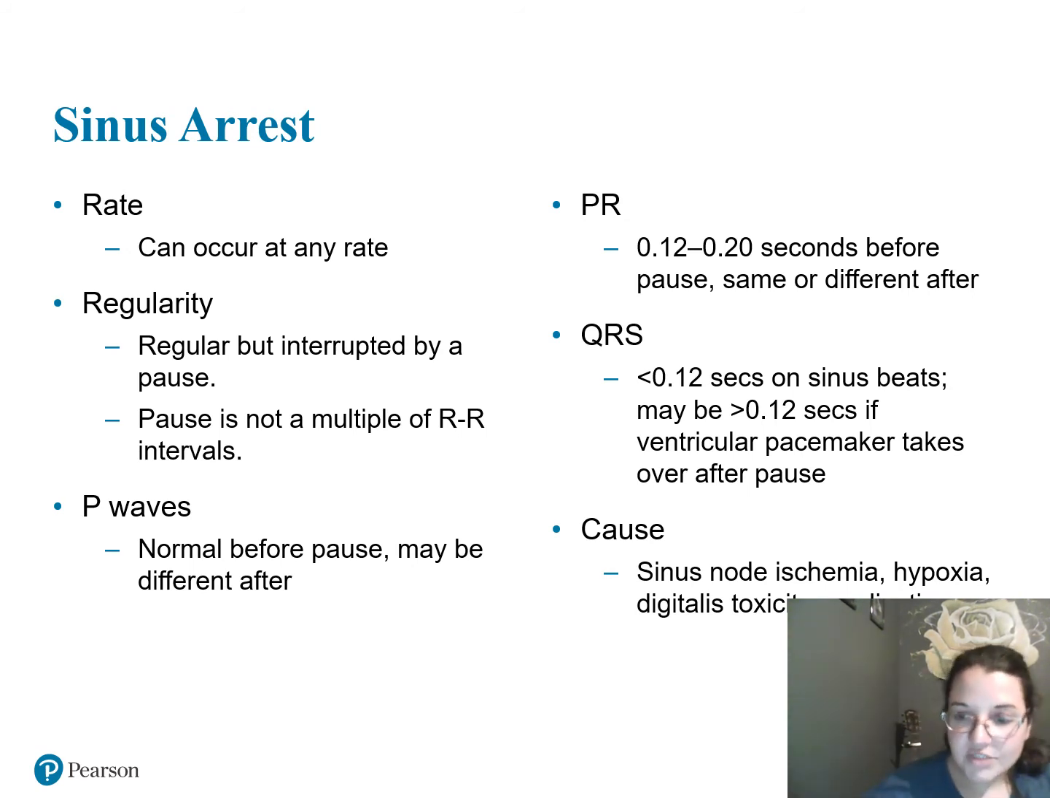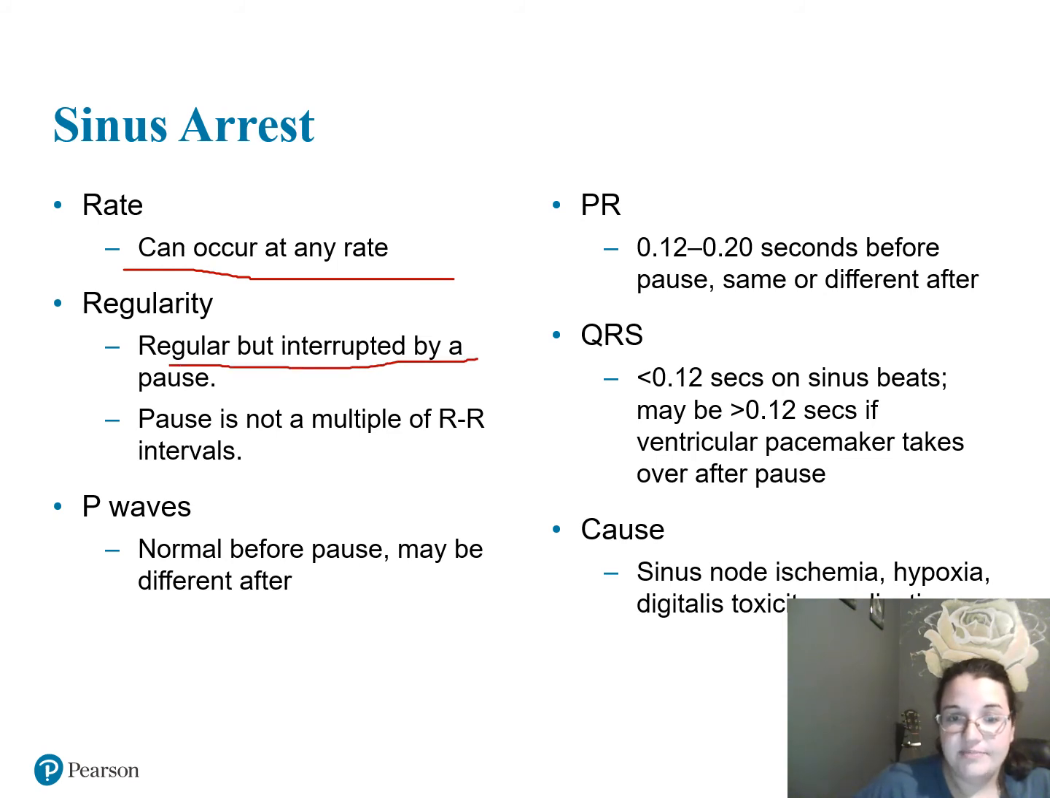So what are my rules for a sinus arrest? First of all, it can occur at any rate. It's going to be regular, but interrupted by a pause. And your pause is not a multiple of an R to R interval, which we'll talk about in a minute. You're normal before the pause for your P waves, but after your pause, it might differ. Your PR interval is going to be between 0.12 and 0.20 seconds, but it could be different after the pause. And your QRS is going to be less than 0.12, but again, it could be different after that pause.